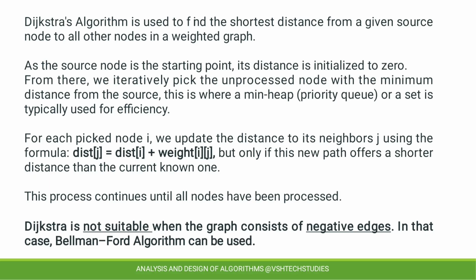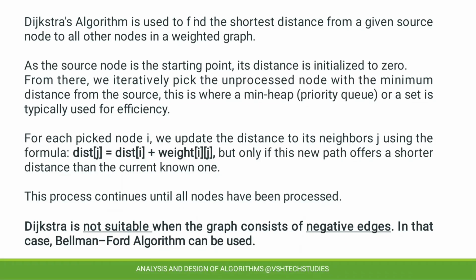For each picked node I, we update the distance to its neighbors j using the formula distance of j is equal to distance of I plus weight from I to j, but only if this new path offers a shorter distance than the current known one. This process continues until all the nodes have been processed. Dijkstra's algorithm is not suitable when the graph consists of negative edges. In that case, Bellman-Ford algorithm can be used.